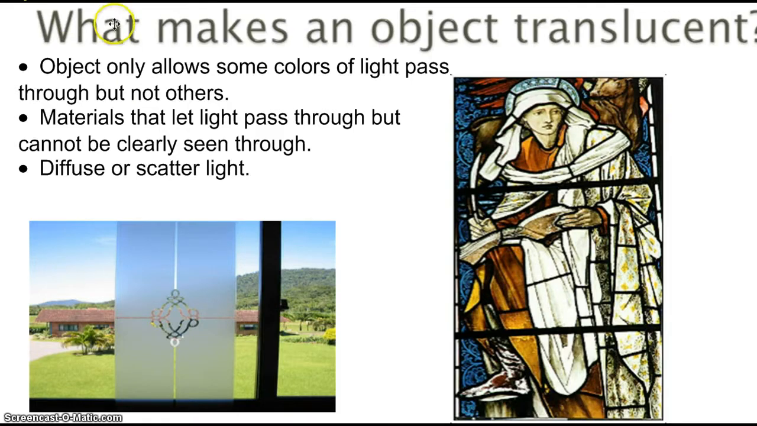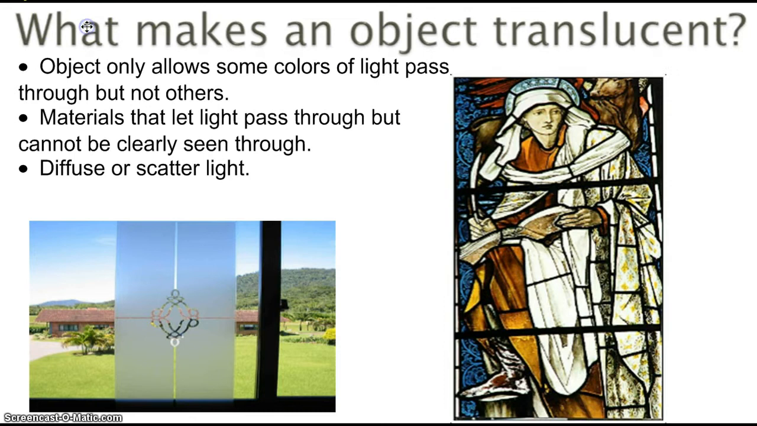What makes an object translucent? An object only allows some colors of light to pass through, but not others. For example, the stained glass. In this part of the stained glass, it's only allowing blue light waves to pass through, and all others are absorbed. An object can also be translucent if the material lets light pass through, but cannot be clearly seen through.